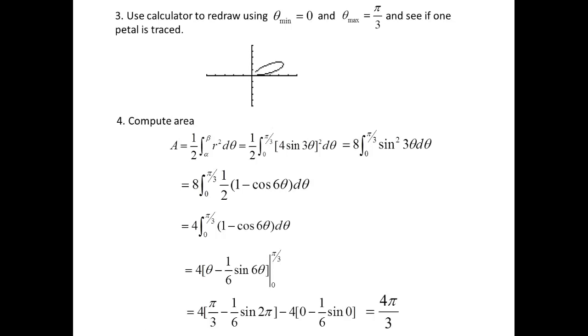What if we were asked to find the area that was enclosed by all 3 petals? Well, to get the area enclosed by all 3 petals, since we just determined the area enclosed by one petal was 4 pi over 3, to get the area enclosed by all 3, all you have to do is just multiply that result by 3. So the area of one petal, I multiply it by 3, that would give you the area enclosed by all 3 petals. Well, that's another example of finding area in polar coordinates.